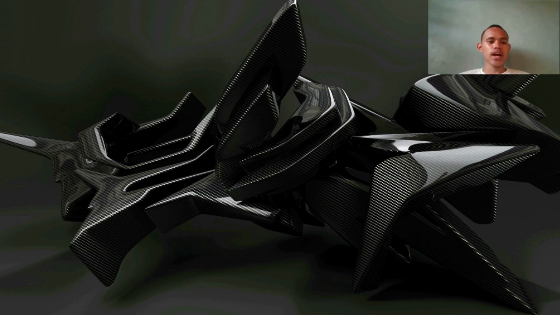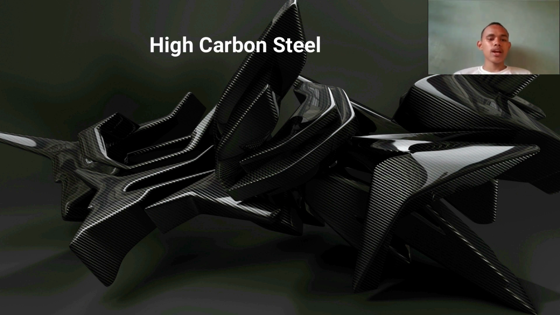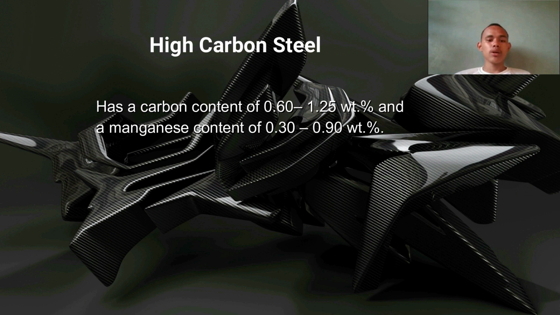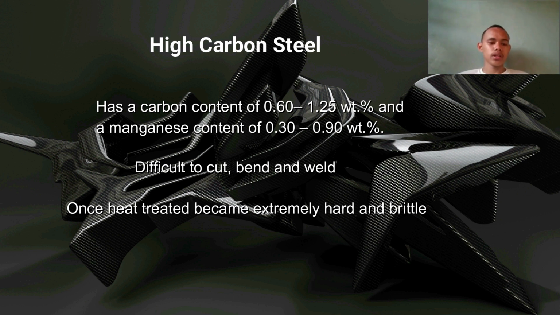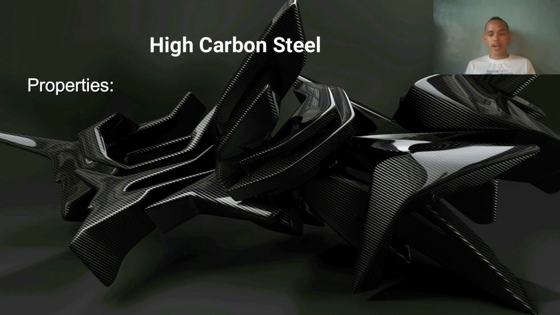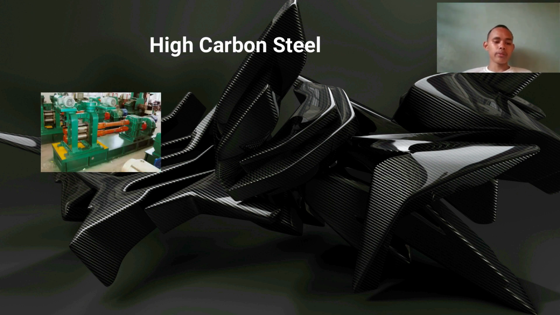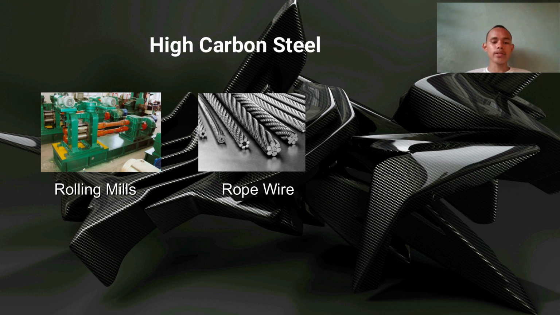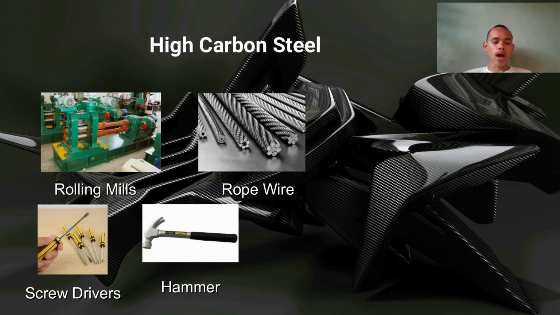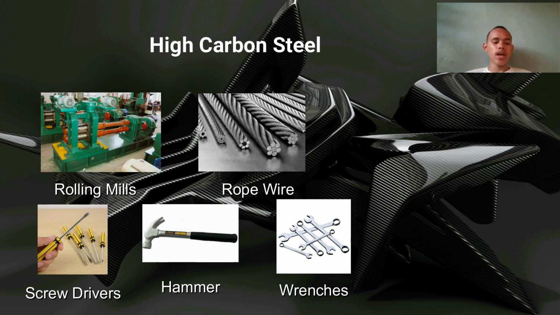And the last is high carbon steel. High carbon steels, as their name suggests, are steels with high carbon content. It is very difficult to cut, bend, and build. Once heat treated, it becomes extremely hard and brittle. High carbon steel has properties of high hardness, strength, and low ductility. And these are examples of high carbon steel: rolling mills, rope wires, screwdrivers, hammers, wrenches, and bandsaws.